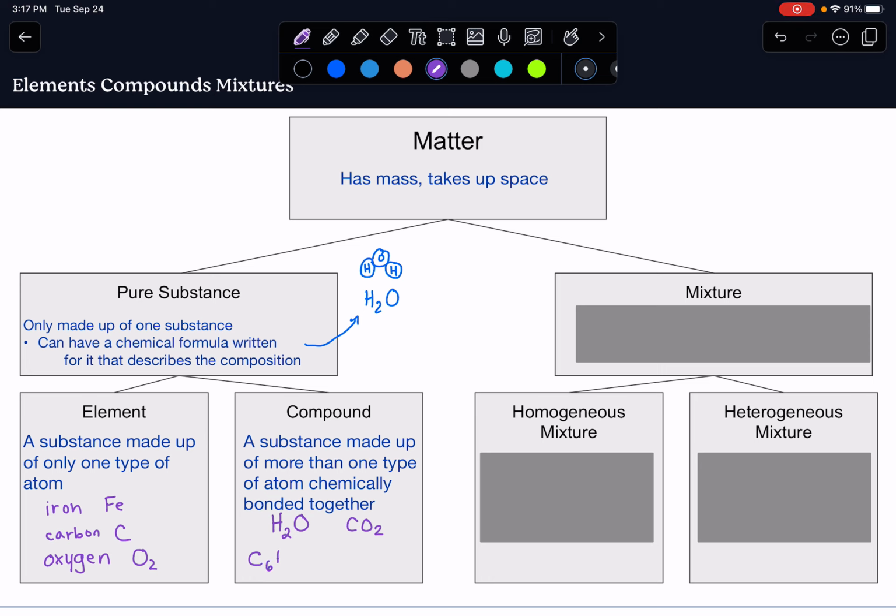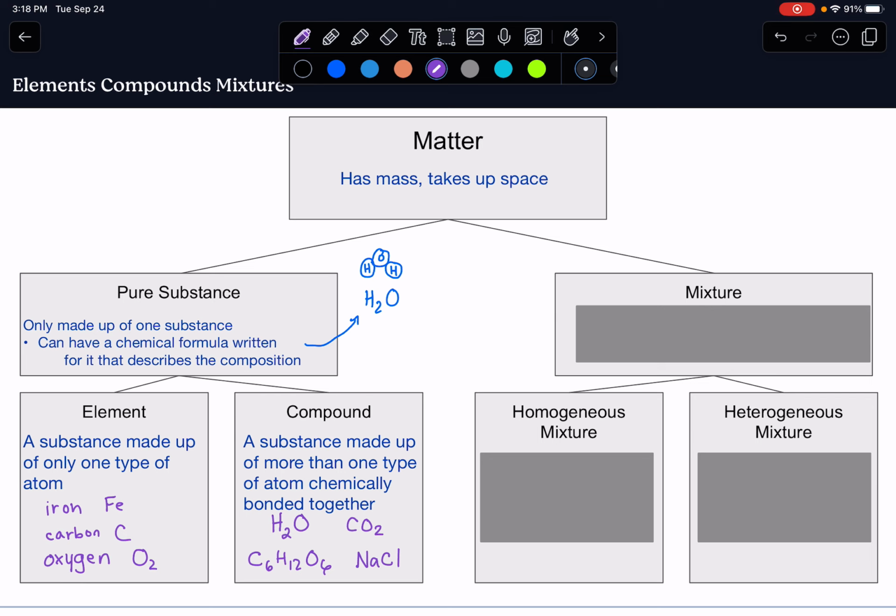Glucose, C6H12O6, has carbon, hydrogen, and oxygen, so that's three different elements. Anything that has more than one different element present. Sodium chloride is another common example. In sodium chloride, it's just NaCl. There are two elements present. There's sodium and there's chlorine.